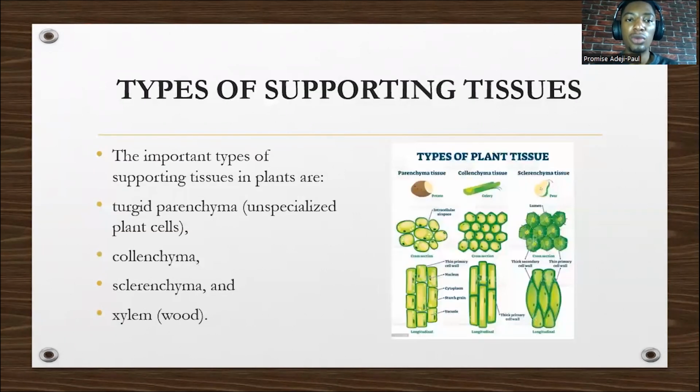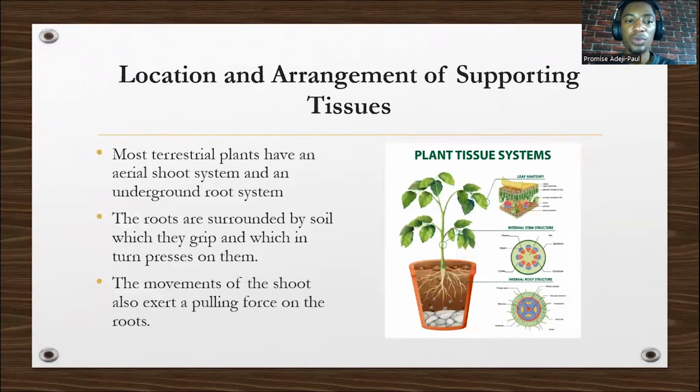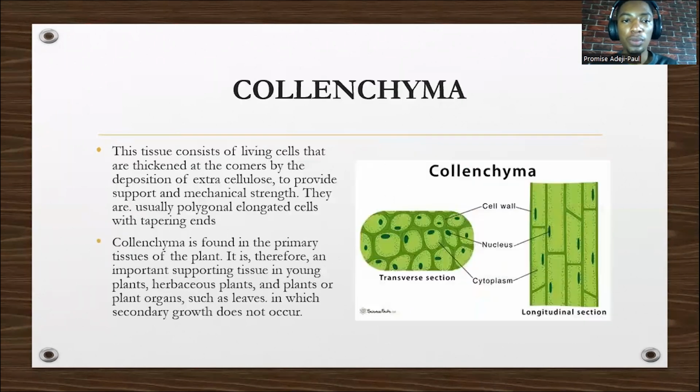So what are the location and arrangement of those supporting tissues? Most terrestrial plants have an aerial shoot and an underground root system. That means their shoot is outside and their root is underground. The roots are surrounded by soil that helps to grip and press on them. That's how the soil helps to give them support. That's for the root. The movement of the shoot also exerts a pulling force on the root.